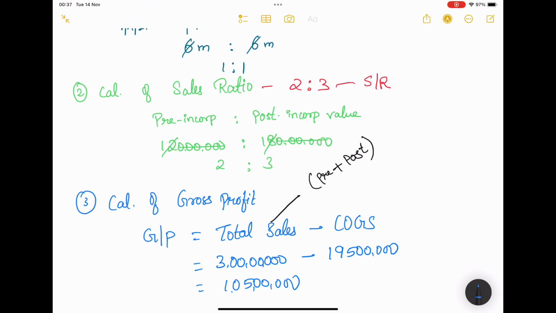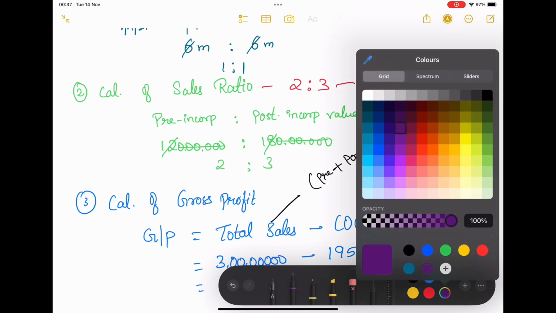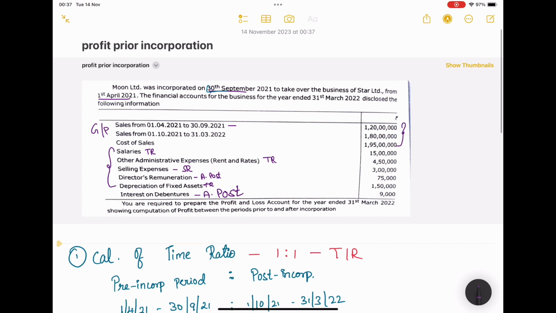Got it? So I'll write here: time ratio 1:1, sales ratio 2:3, which we calculated, and gross profit 1 crore 5 lakh. This is how we calculated all the required calculations. So next we'll move on to the solution.